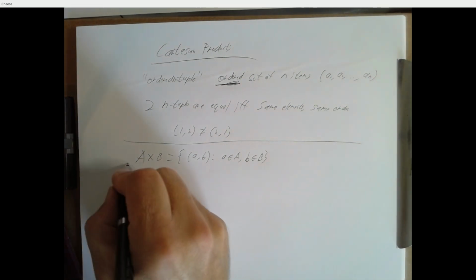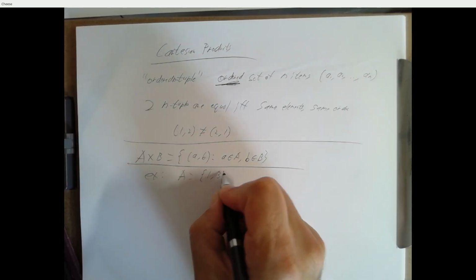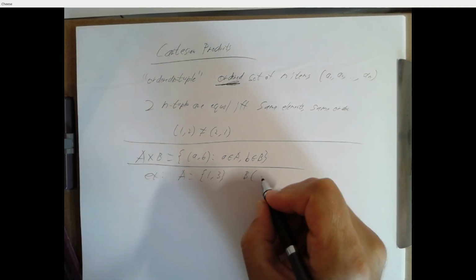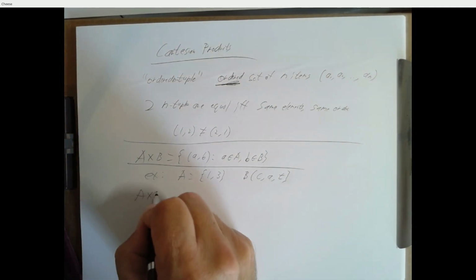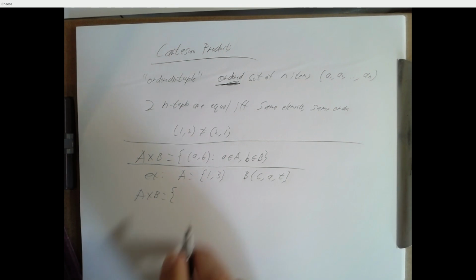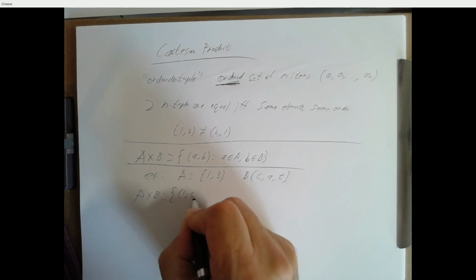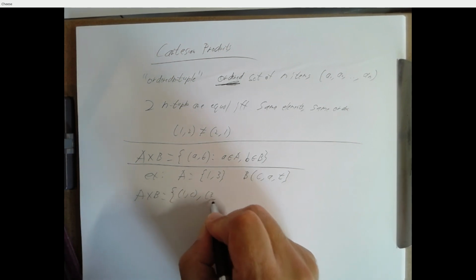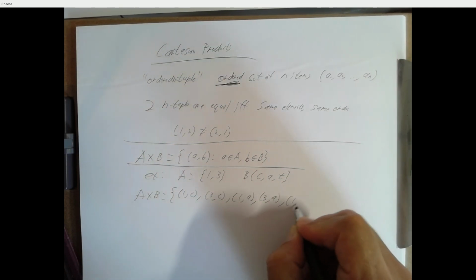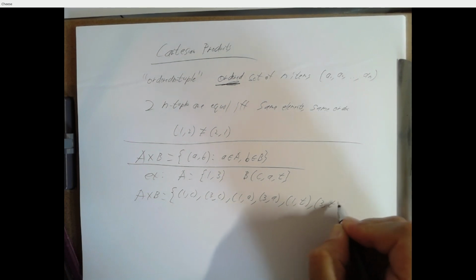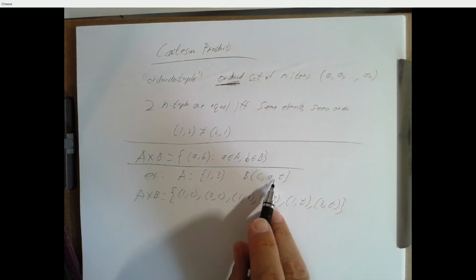Okay, so for example, suppose A consists of the elements 1 and 3, and B consists of the elements C, A, and T. So A cross B will be a set of tuples where the first element comes from A and the second element comes from B. So for example, it would contain 1 comma C. It would also contain 3 comma C, 1 comma A, 3 comma A, 1 comma T, and 3 comma T. And those are the only tuples we can form where we take the first element from A and the second element from B.